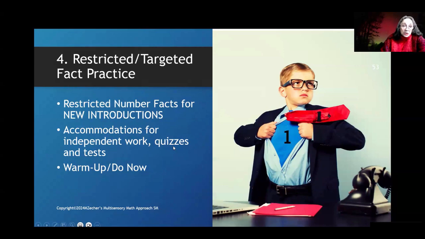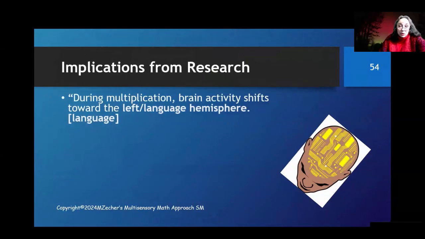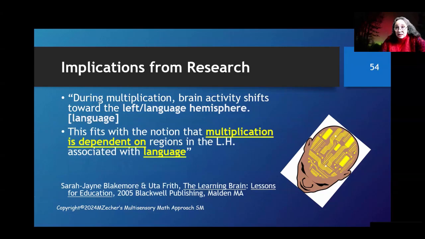Our final tools include, if you have an inclusion class with many students who are weak in fluency, target a specific set of numbers for a period of time, review them, put them on a near-point reference at the beginning of class, and use them incessantly during class to build automaticity. The implications from the research are that multiplication is language dependent.